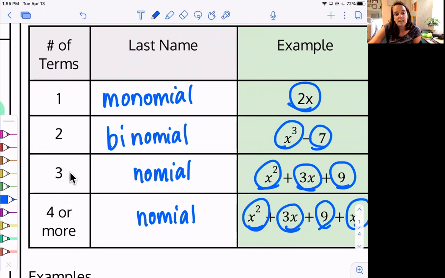For 3, does anyone know the prefix for 3? Like if I have a bike, yeah, a bike, but it has 3 wheels, it's called a tricycle. Absolutely, Emily. Or like if I'm a triathlete, I do 3 sports, right? So 3 parts would be called a trinomial. This over here is a trinomial.